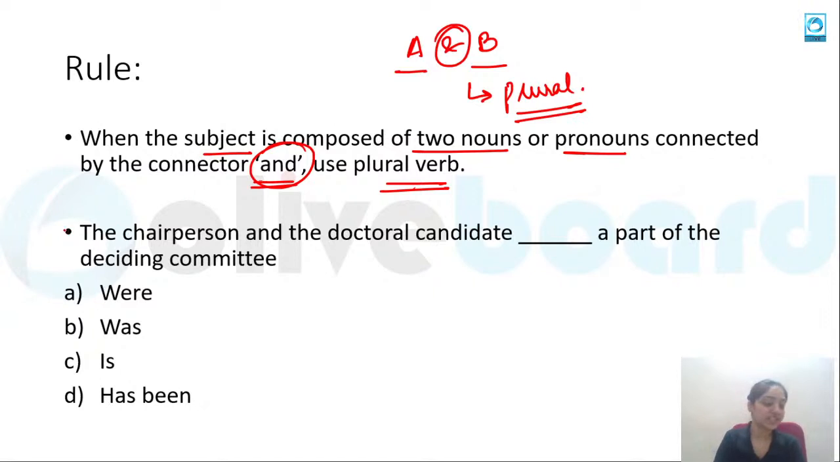So notice this sentence and try to attempt this sentence. Go through this sentence carefully and try to attempt the question that is given to you, guys.